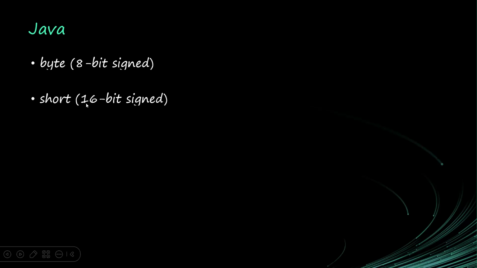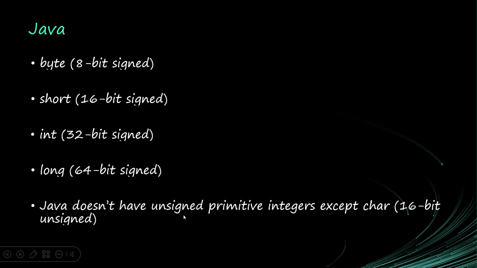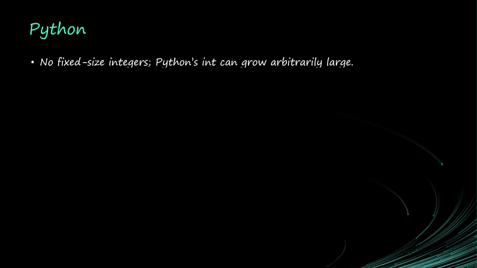We also have the short in Java, 16-bit. We have int, 32-bit, all right, and we have long, 64-bit. Java does not have unsigned primitive integers. All of them are signed. Do you understand? Okay. So in Python, Python is a dynamic language.